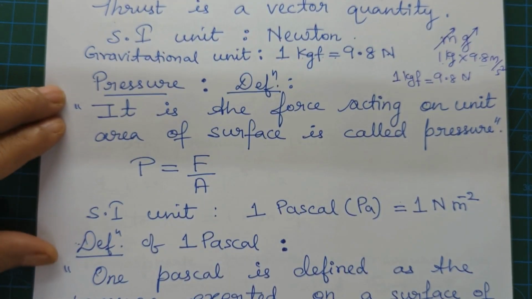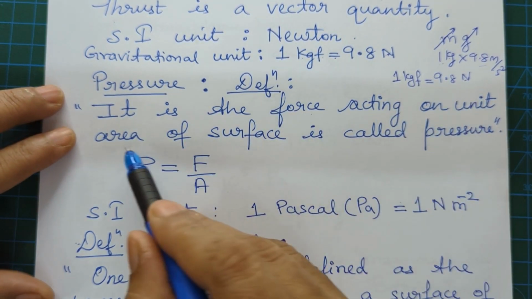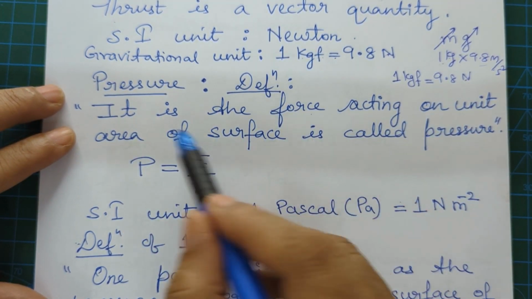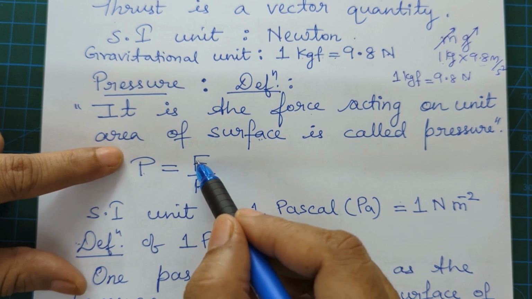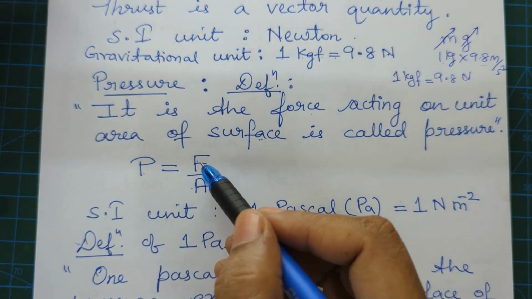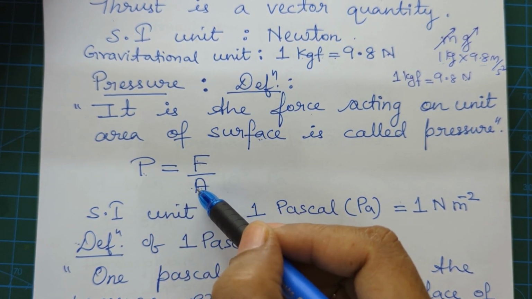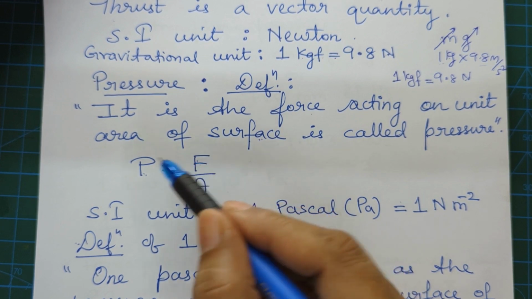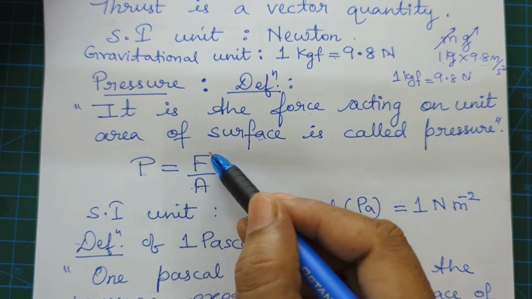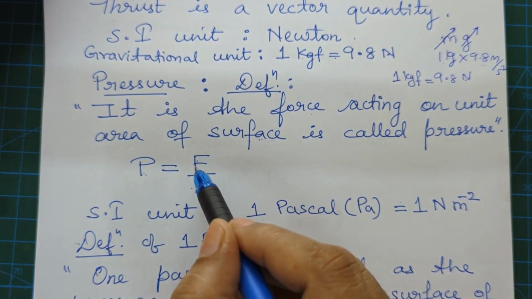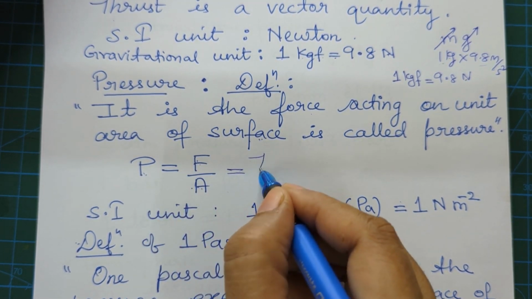Now coming to pressure. How to define pressure? Pressure is the force acting on unit area of a surface, that is pressure. So pressure is force per unit area, but remember this is layman's language. When we say pressure is force per unit area, we should be specific in telling which kind of force defines pressure. The force which acts in a direction perpendicular to any surface, that force is responsible for creating pressure. So pressure is actually thrust per unit area.